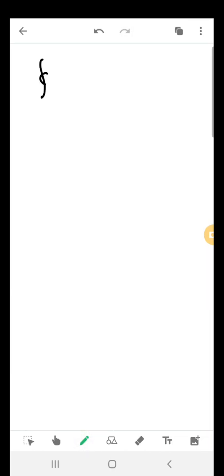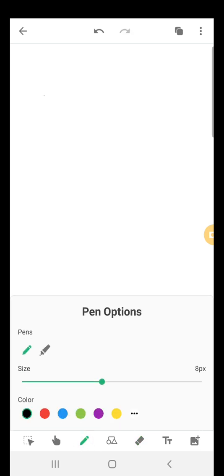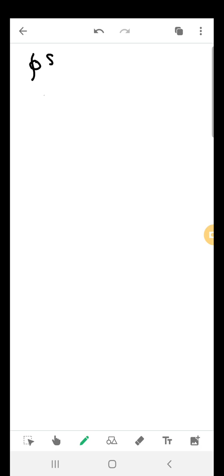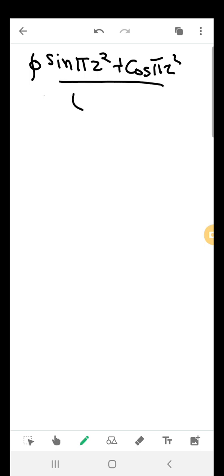If someone tells you to find the value of the integral of sine pi z square plus cos pi z square, divided by (z minus 1) into (z minus 2), dz. How to find out the value of this?